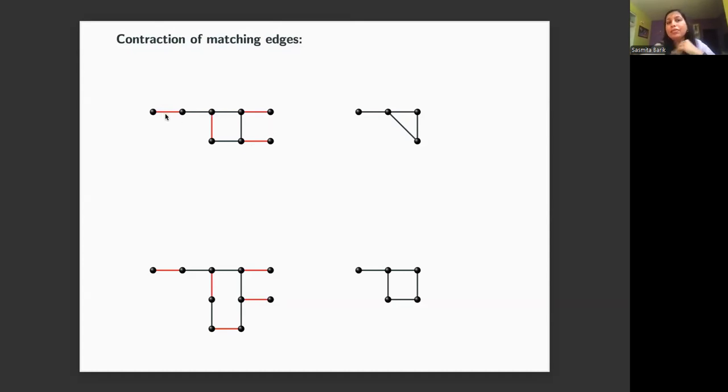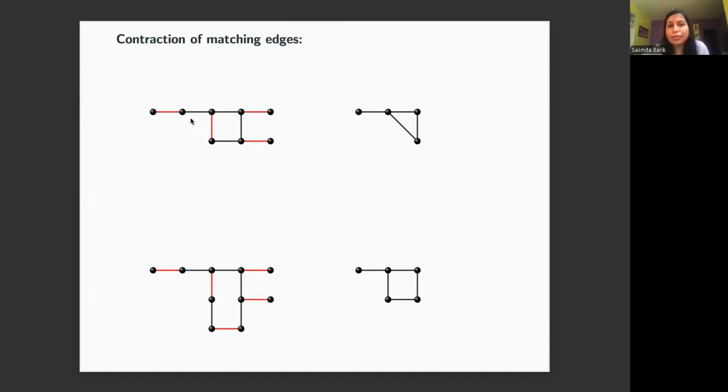Now what you'll do, each matching edge you just contract, means you identify the end vertices to a single vertex. So this edge you are deleting, and then both the vertices you are just identifying. So this way, from this graph with a unique perfect matching, you will get another graph, with half the number of vertices: if this has n vertices, this will have n by 2 vertices.